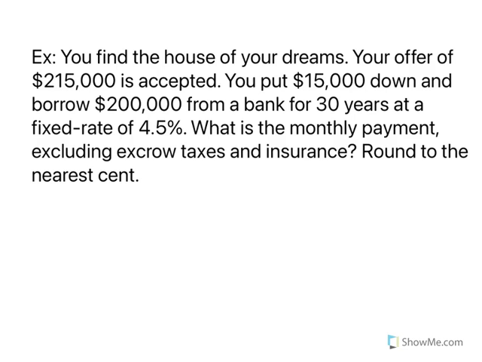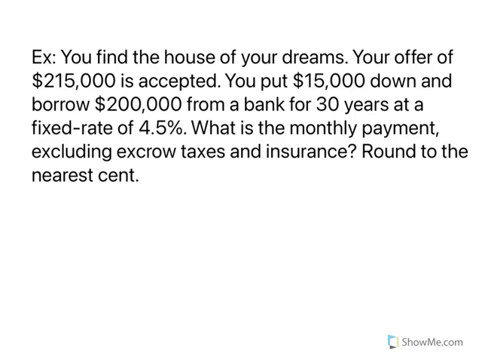You find the house of your dreams. Your offer of $215,000 is accepted. You put $15,000 down for a down payment, and you borrow $200,000 from a bank for 30 years at a fixed rate of 4.5%. What is the monthly payment, excluding escrow taxes and insurance? Round to the nearest cent.